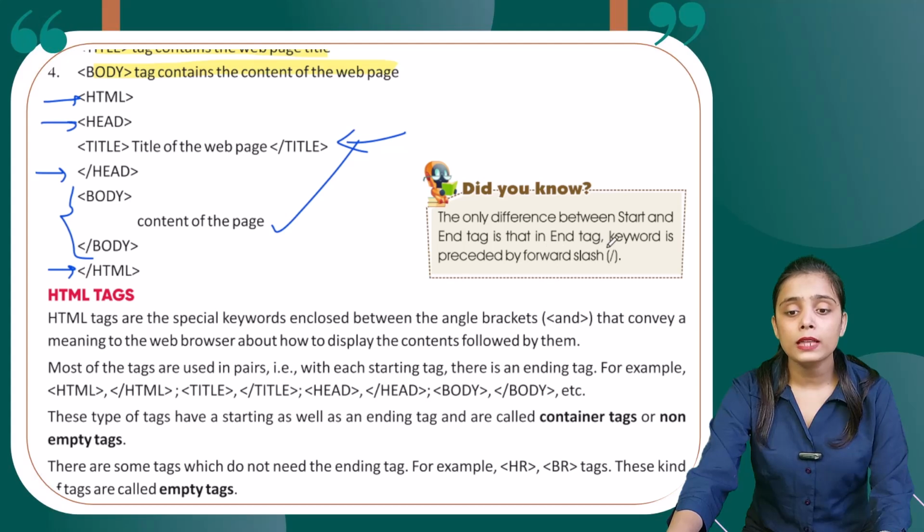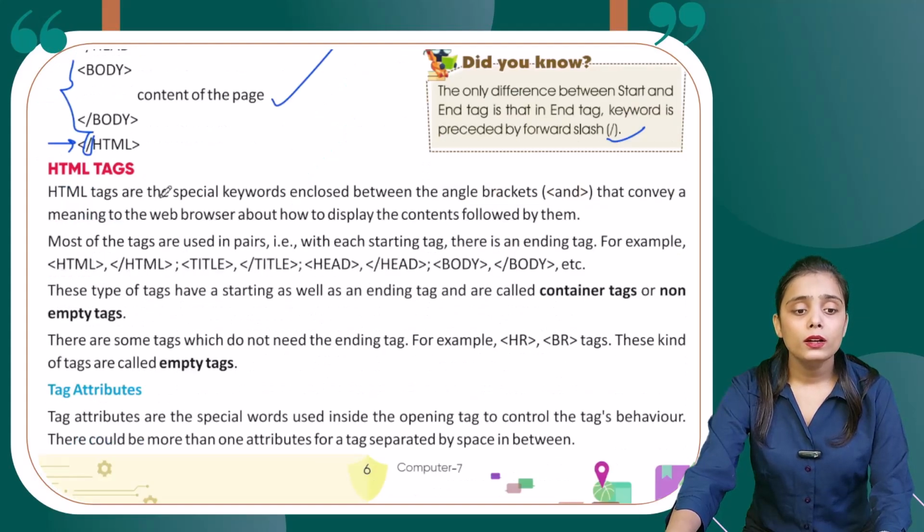Now, did you know the only difference between the start and ending tag is that in the end tag, so what is the difference, children? The keyword is preceded by the forward slash. Here you can see the difference between them. Okay, now let's move forward and let's see the HTML tags.